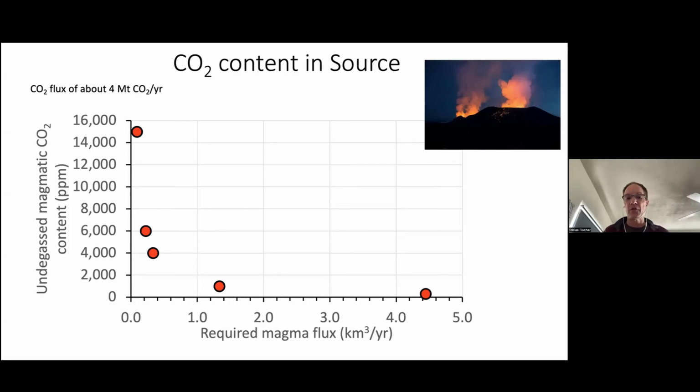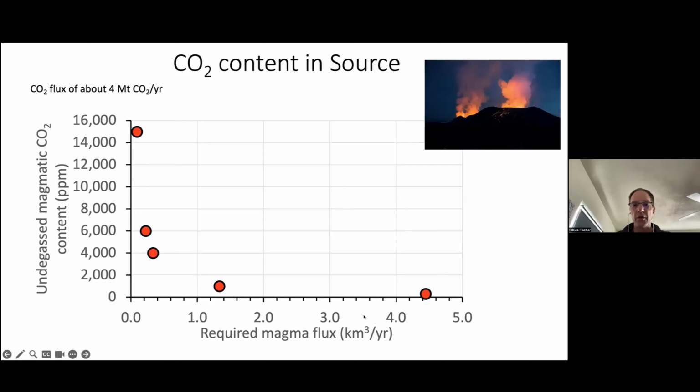All right. So if you have an idea of the magma flux, then you can get the amount of CO2 in the source that is required to produce that CO2 flux. And here is just an example. If you have a very high magma flux, you'd have a very low CO2 concentration in the source, and so on, right? It's just a simple mass balance essentially. So unless you know the magma flux, you don't know the CO2 content in the source from the gas emissions. So we have to be clear about that.